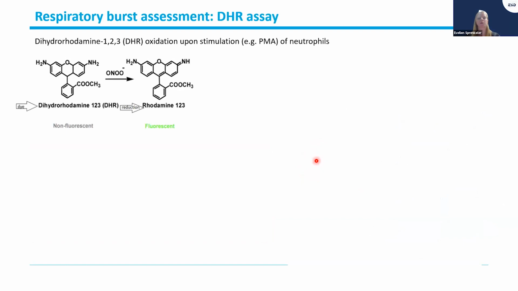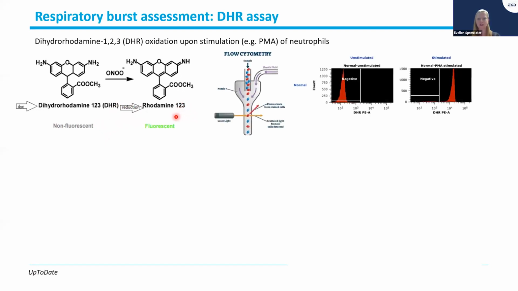So how can we assess the respiratory burst? We can do so by using dihydrorhodamine 1,2,3. This compound is non-fluorescent. However, when reactive oxygen species are produced by neutrophils, for example upon stimulation with PMA, DHR 1,2,3 is oxidized into rhodamine 1,2,3, and this is fluorescent. We can measure this fluorescence by flow cytometry. Here you will see histograms of how it looks in a healthy control: on the left the unstimulated condition of the neutrophils, and on the right the PMA stimulated condition.